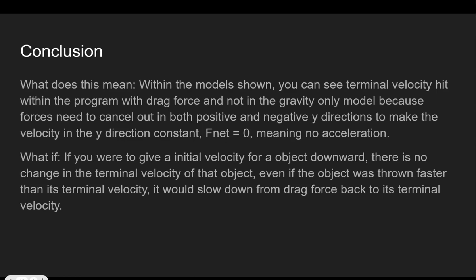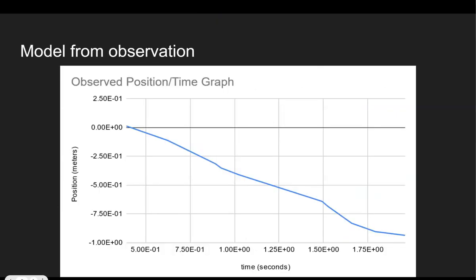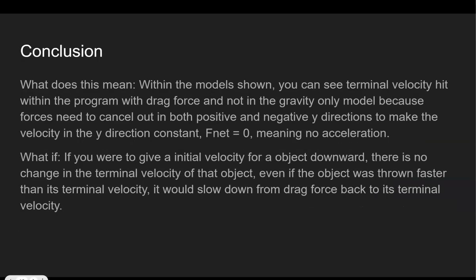Well, within the models that I've shown, you can see terminal velocity hit within the program with drag force, and not the gravity only model, because the forces need to cancel out in both the positive and the negative direction to make the velocity constant. F net equals 0, which means no acceleration. That's why in this program right here it is more of a straight line, and in my model it is more of a straight line because of terminal velocity.